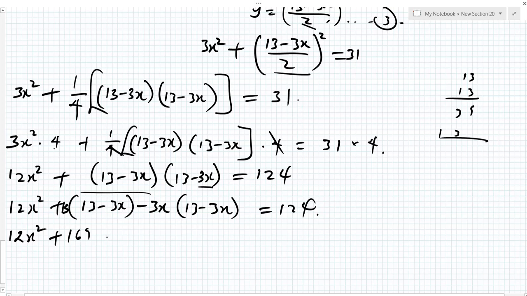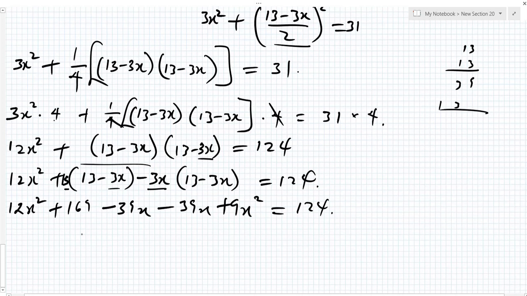Now minus 3x times this will give you minus 39x. This times this will give you minus 39x. So minus 3x times 13 will give you minus 39x. Minus 3x times minus 3x will give you plus 9x squared, equal to 124.